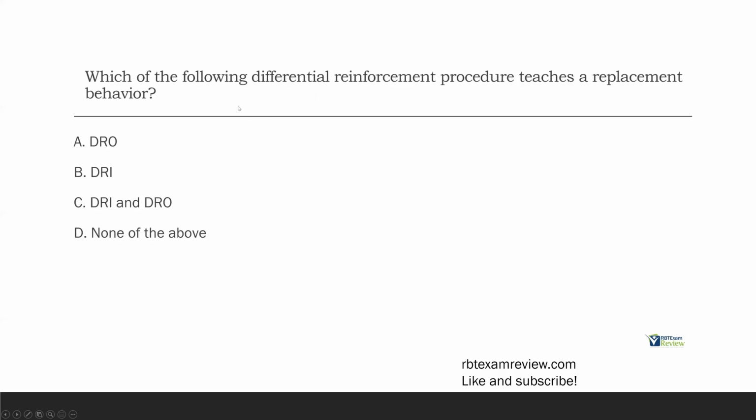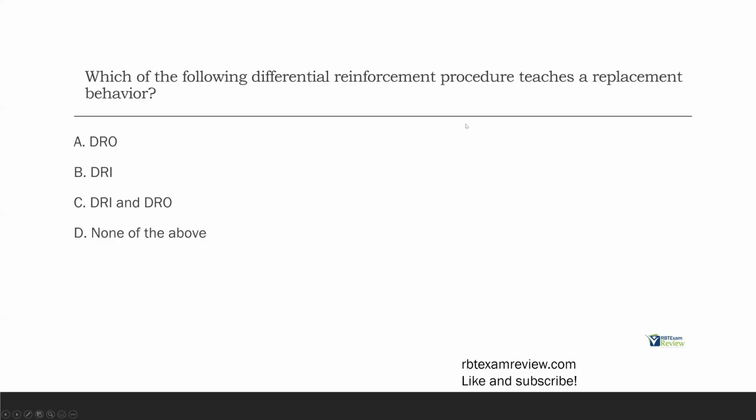Which of the following differential reinforcement procedures teaches a replacement behavior? RBTs need to know DRO, DRI, DRA. There are other DRRs, right? But the three you need to know primarily are DRO, DRI, DRA. Now, which one teaches the replacement behavior? We know DRI does. We know DRA does. Does DRO teach a replacement? It does not. DRO does not teach a replacement behavior. Remember, with the DRO, we're reinforcing in the absence of a behavior, regardless of what behavior is occurring at that moment. Doesn't teach a replacement.